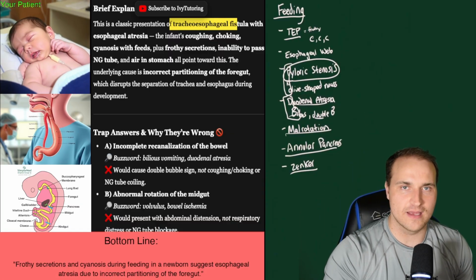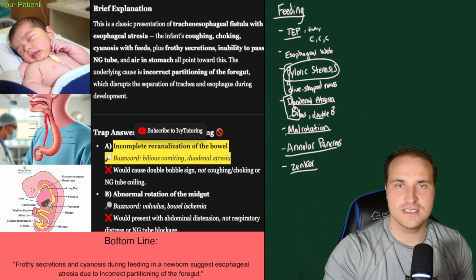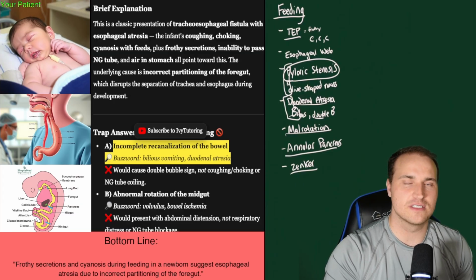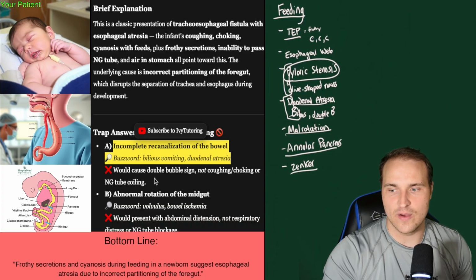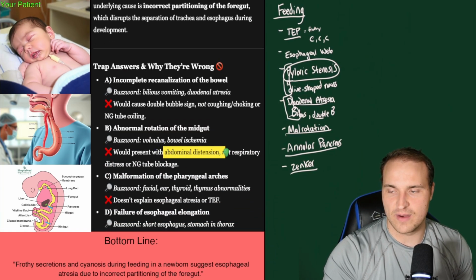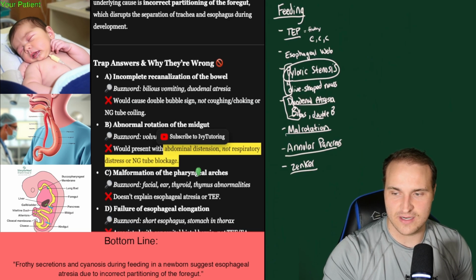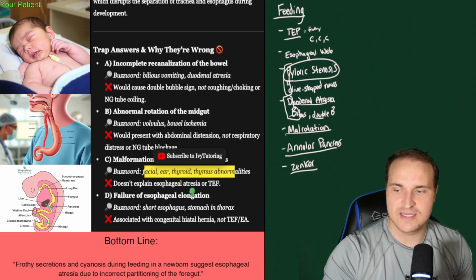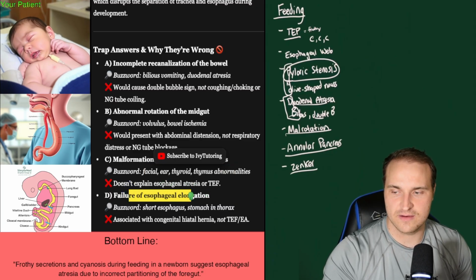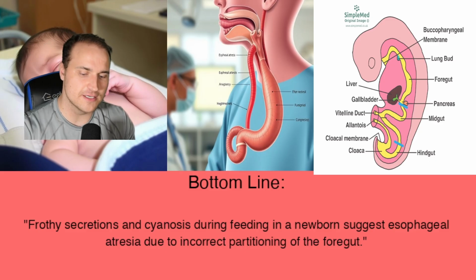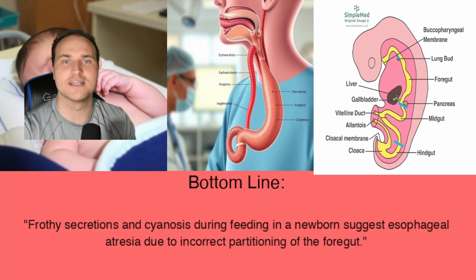Now it's good to know why the other ones are wrong. Incomplete recanalization, that would be duodenal atresia, bilious vomiting, and that would have a double bubble sign, not coughing and choking, and no coiling. Abnormal rotation would have volvulus and bowel ischemia, so you'd have abdominal distension, not respiratory distress or a blockage. Malformation of the pharyngeal arches would have thymus, thyroid, and ear and facial abnormalities, and failure of esophageal elongation would have a short esophagus. So the bottom line is the frothy secretions and cyanosis during feeding in newborns suggest esophageal atresia due to the incorrect partitioning of the foregut.